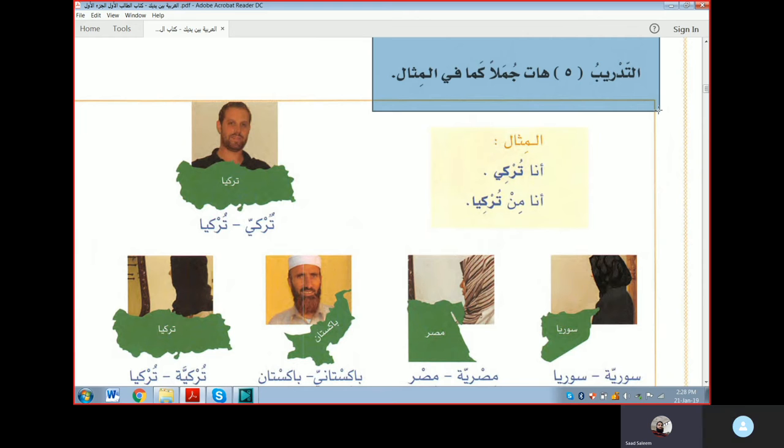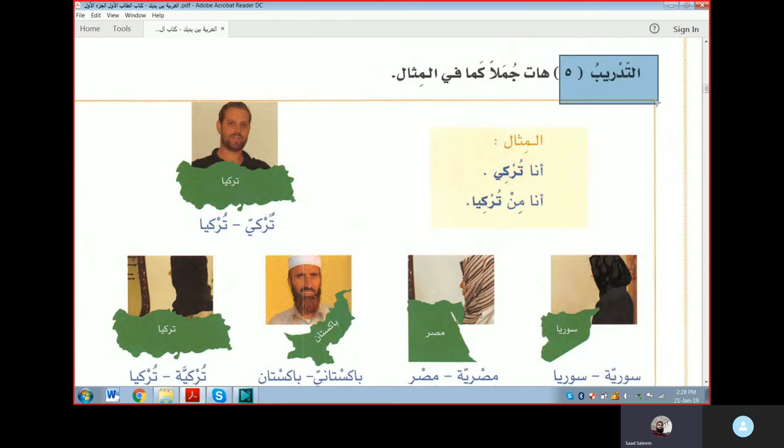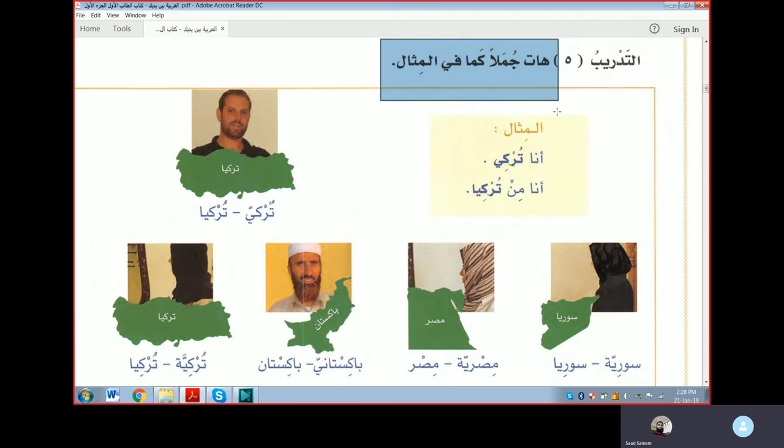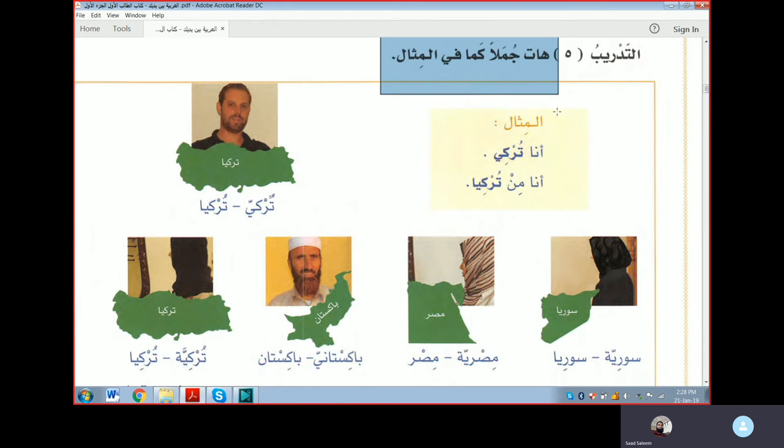هات جملة كما في المثال. What is the meaning of this? The fifth exercise. هات جملة كما في المثال. Hat means bring. Bring sentences like in the exercise.